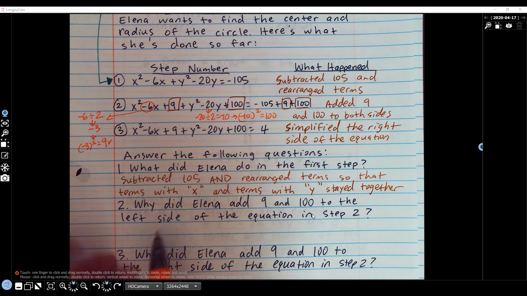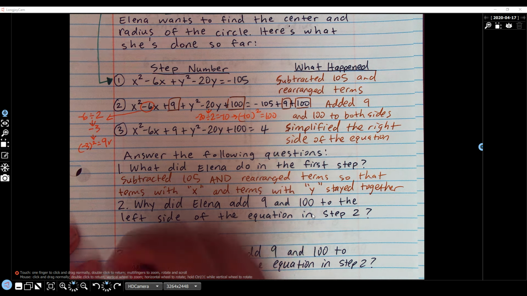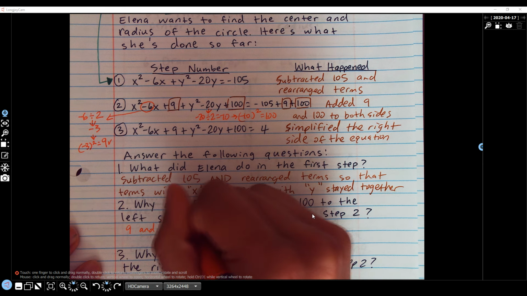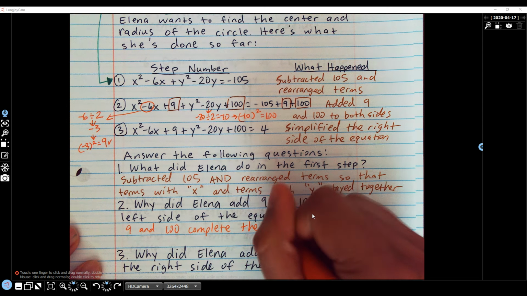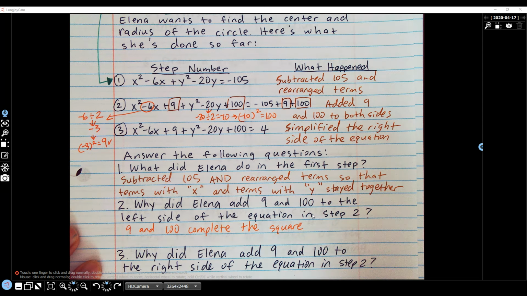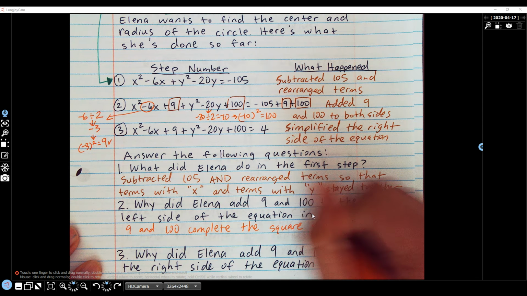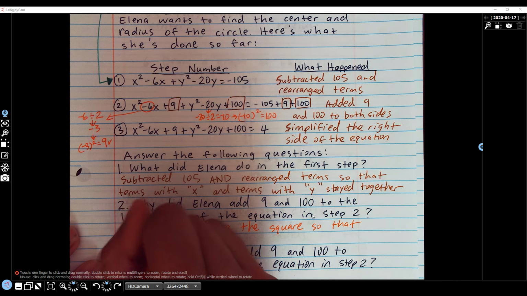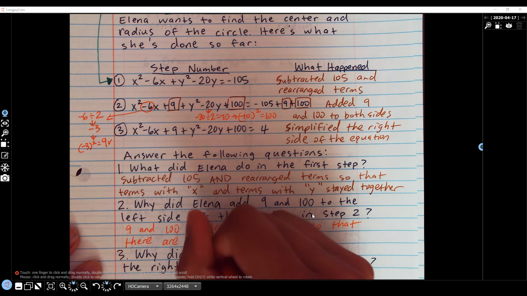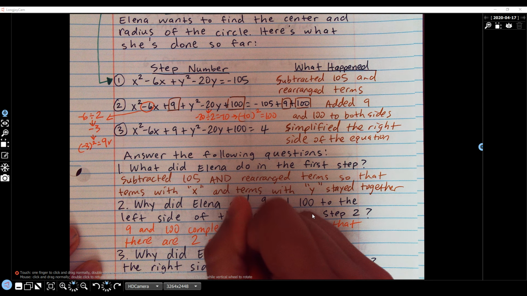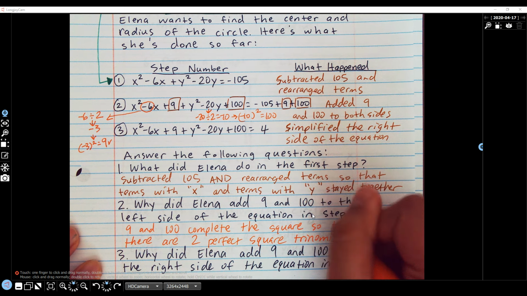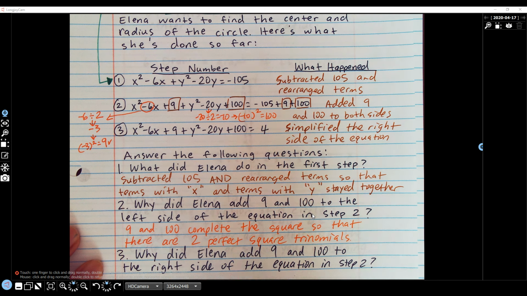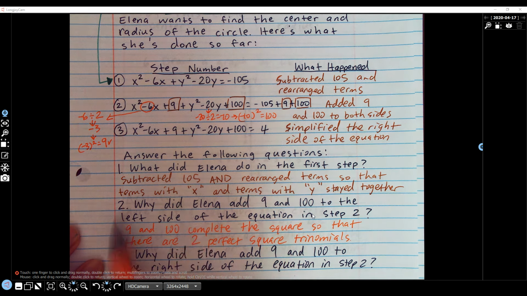So to answer question 2, we can say that 9 and 100 complete the square so that there are two perfect square trinomials on the left side of the equation. Okay, so this relates to what we did in our warm-up.